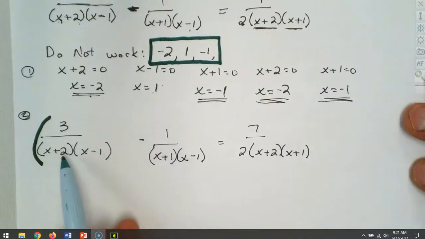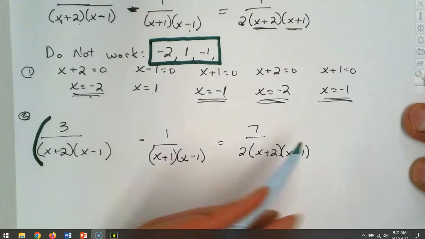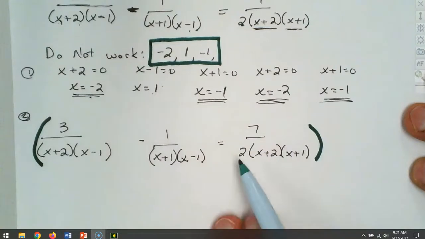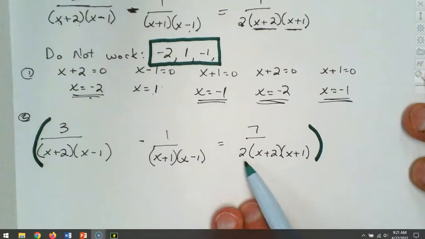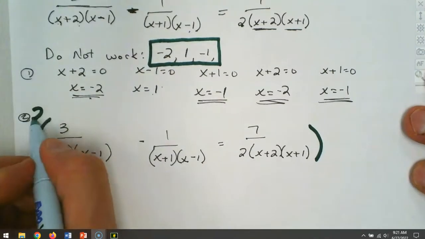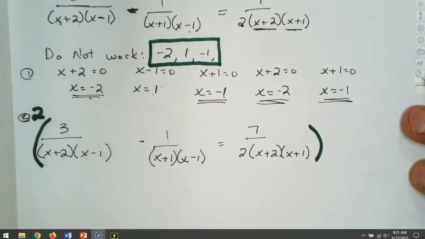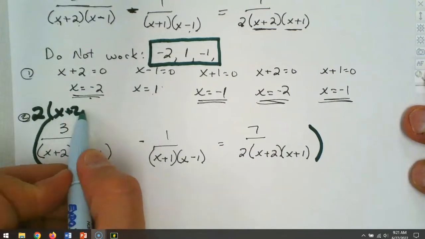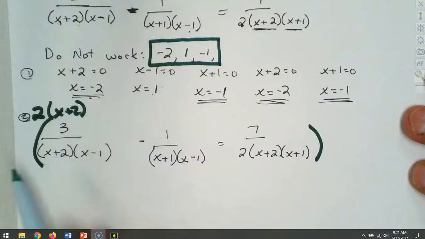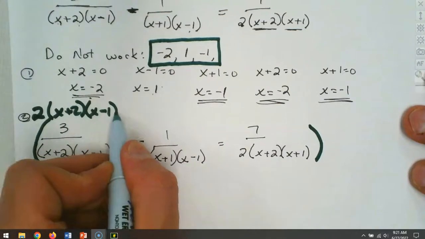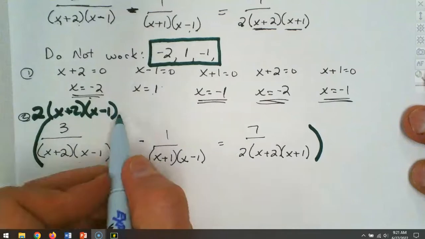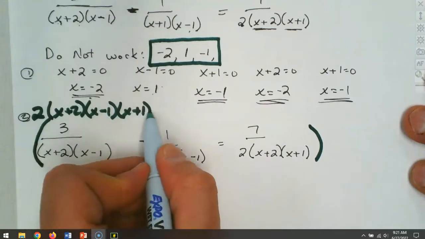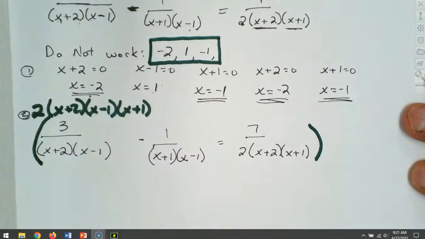So we look at only our denominators. When I look at the denominators down here, what's our first and only number that we have? We have a 2. So we want to get rid of our fractions, right? So we need a 2. So we're going to have to multiply everything by a 2. And then what else do we need? Well, we need an x plus 2. We need an x minus 1. And we also need an x plus 1.